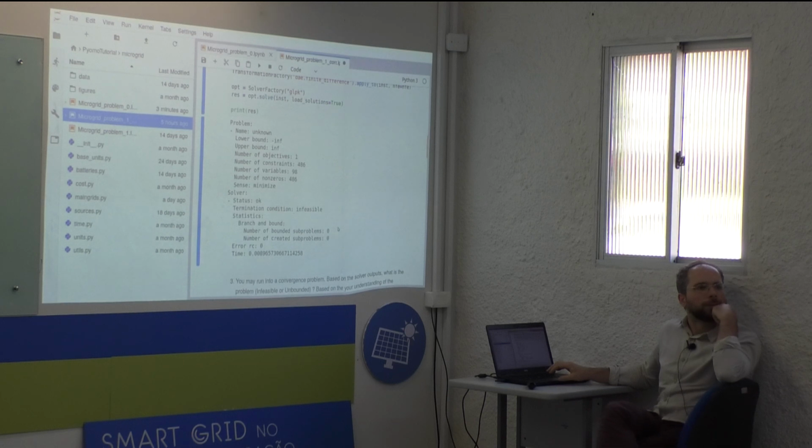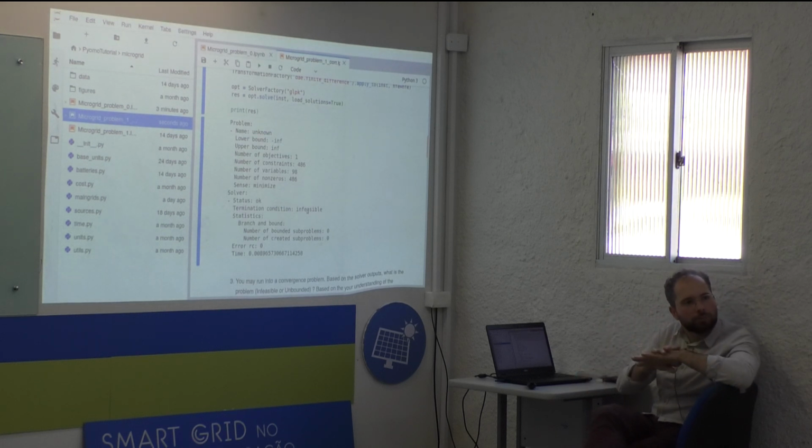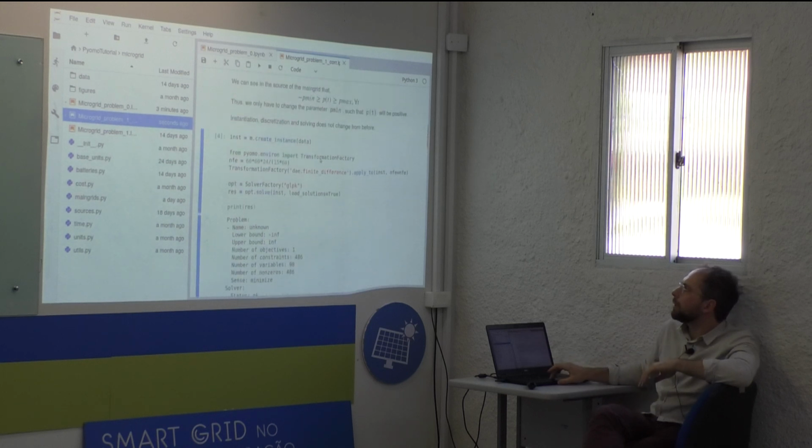What's the problem here? The output of my solver is infeasible. Infeasible, we saw in part 1 of the problem, is not saying that the solver didn't converge or find any solution. It said that my problem is not feasible. Okay, so I am over constrained. You remember that? So what's in here? What's the problem?